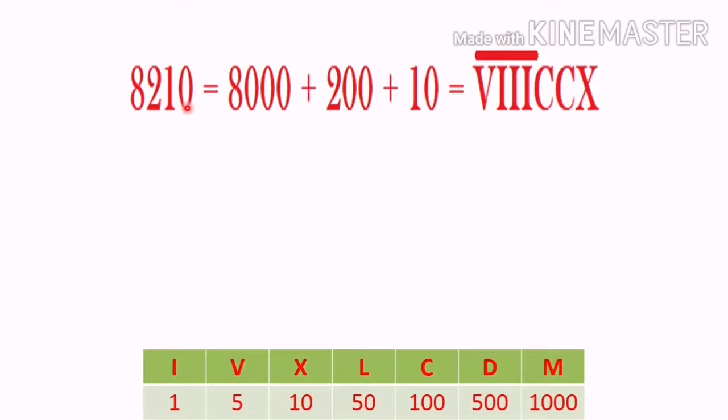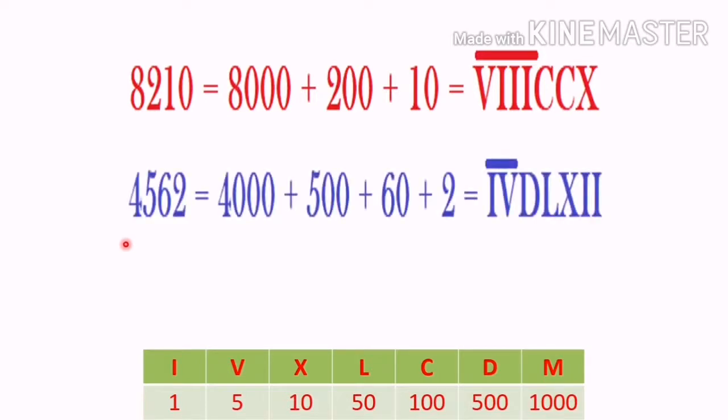8210. How do we represent this number in Roman numerals? First of all, you have to expand the number. Split it up: 8000 plus 200 plus 10. How do we represent 8000? Write 8 and put a bar on the top of 8. 200, repeat the symbol C 2 times. For 10, you write X.